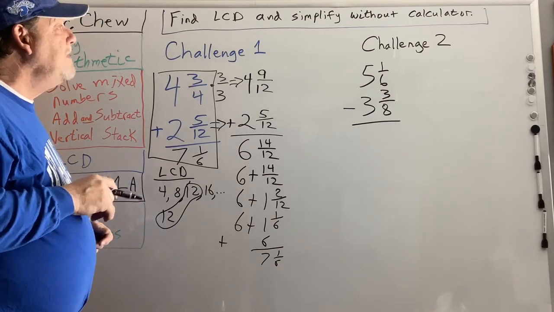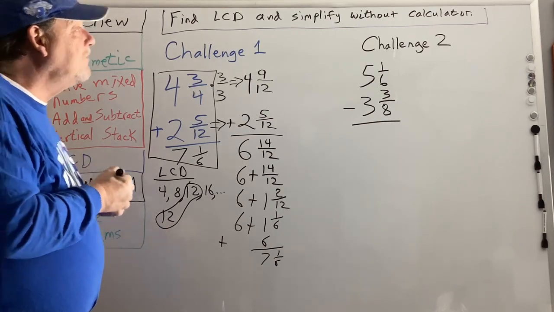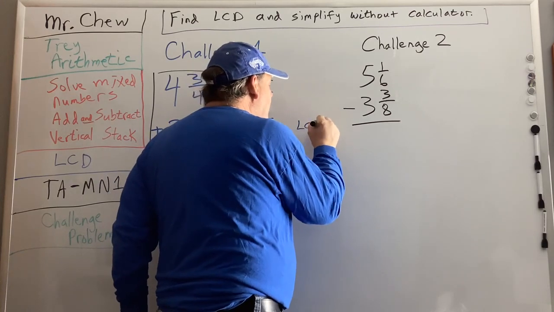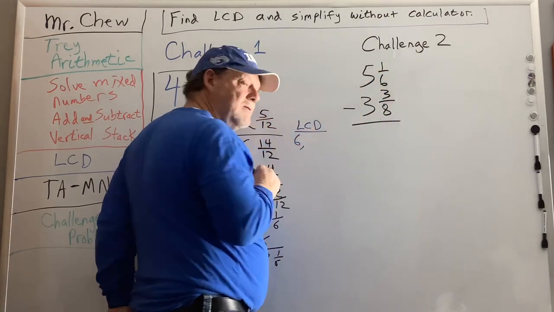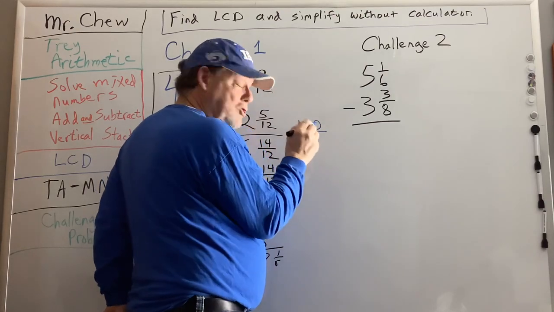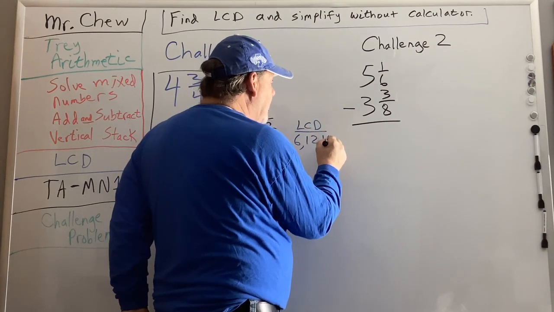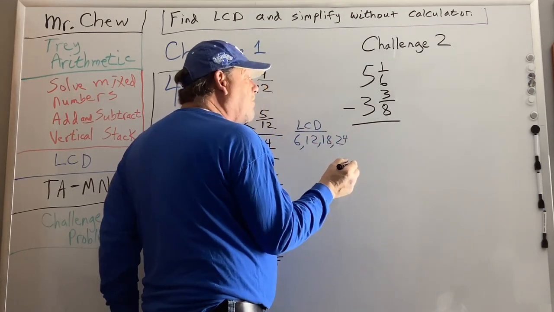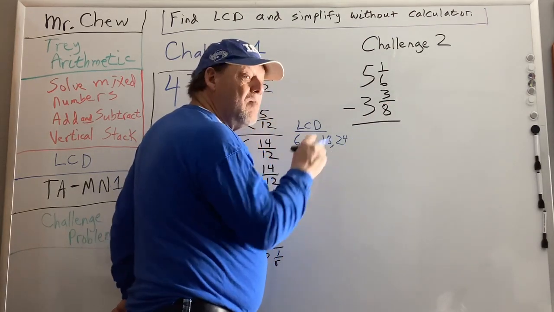All right. Now, on challenge 2, let's do the same thing as far as finding the LCD. So remember how you did that. You take the 6. 6 times 1 is 6. 6 times 2 is 12. 6 times 3 is 18. 6 times 4 is 24, and you may have to go farther. But let's try and see if we can get the same number repeating.